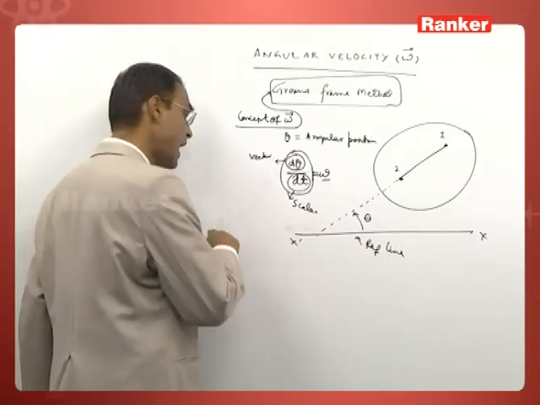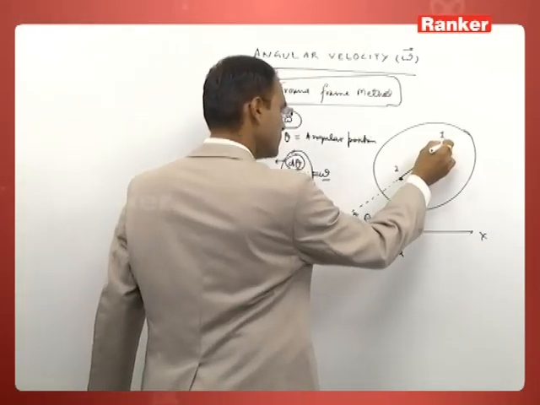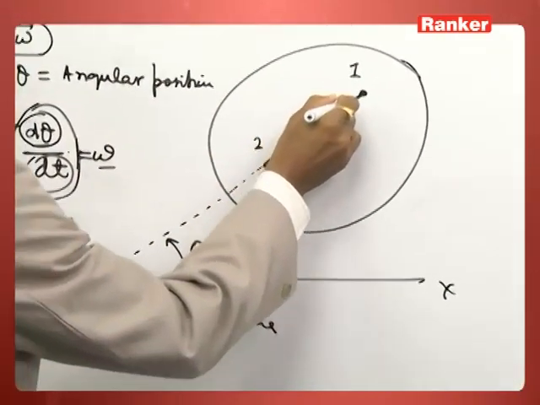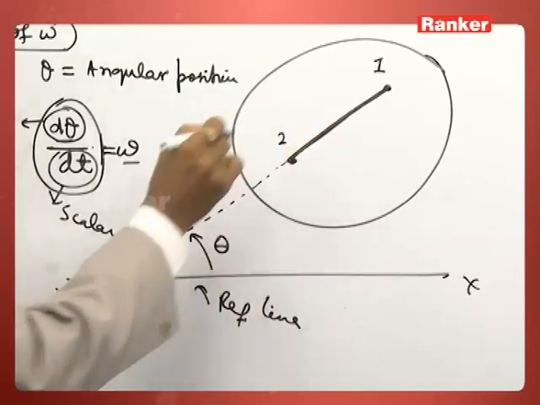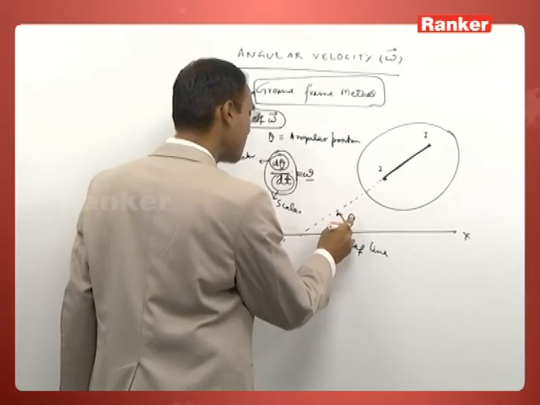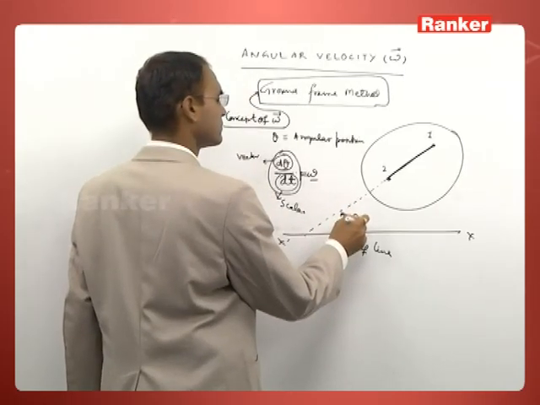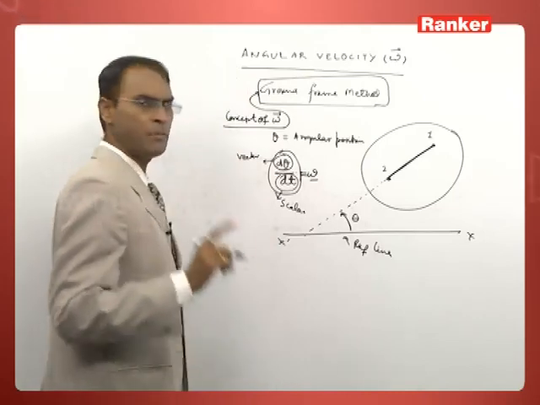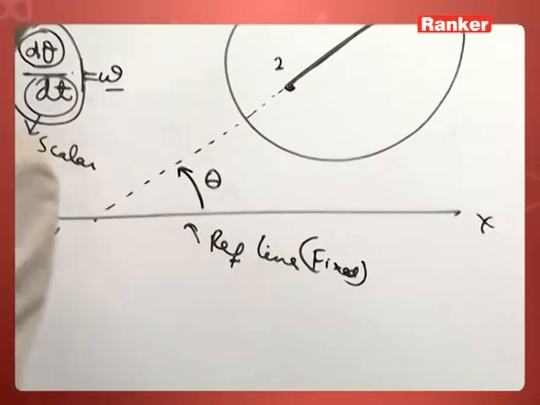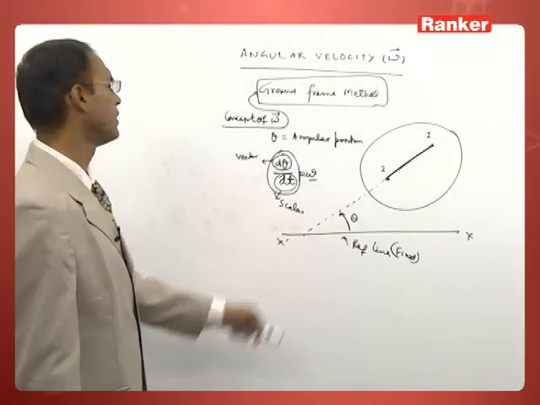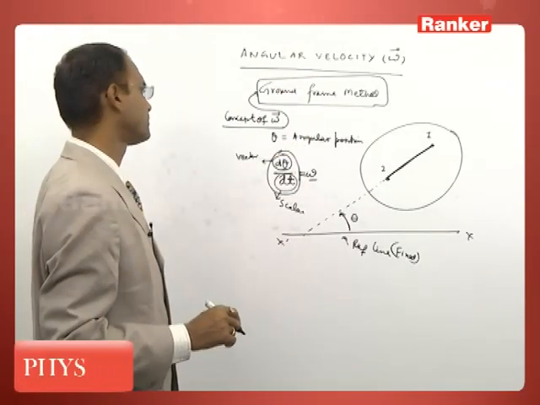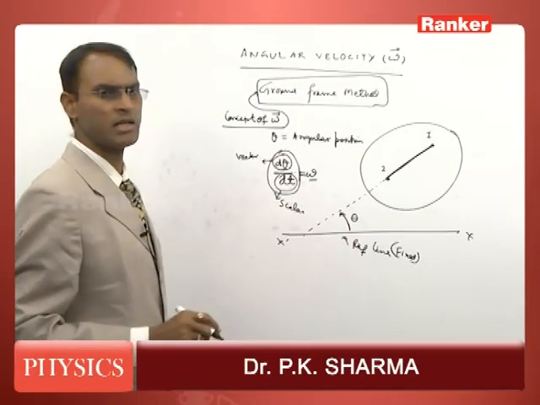Why is it called ground frame method? Because we define the angular position of the rigid body by drawing a straight line inside it and taking its angular position with respect to a fixed reference line with the ground. Therefore, this method of calculation of the angular velocity is called ground frame method.